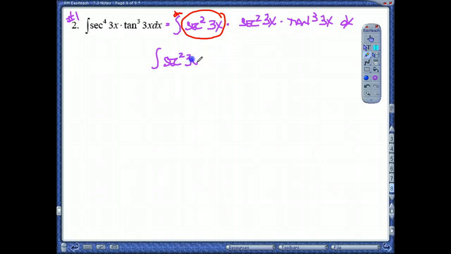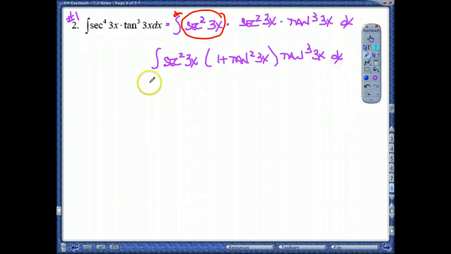So I'm going to rewrite that guy. And then that's going to be 1 plus tangent squared of 3x, times tangent cubed of 3x dx. Simplify, and then do your u substitution. So that'll be tangent to the third plus tangent to the fifth.